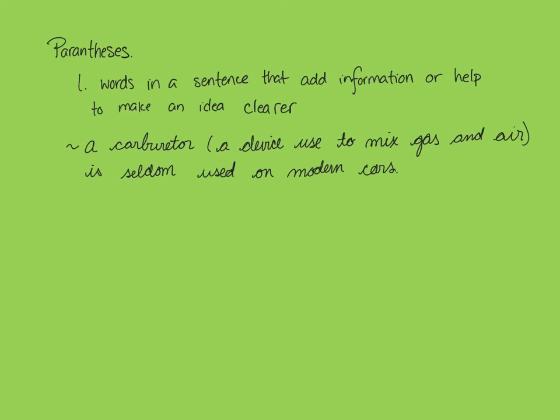Parentheses have two different cases where they can be used. The first one is words in a sentence that add information or help to make an idea clearer. For example, you could just say a carburetor is seldom used on modern cars. However, to clarify what a carburetor is, you could put that in brackets. A carburetor (a device used to mix gas and air) is seldom used on modern cars. This is similar to the appositives that we learned about in earlier lessons, but instead of commas separating them, they could be separated by parentheses.